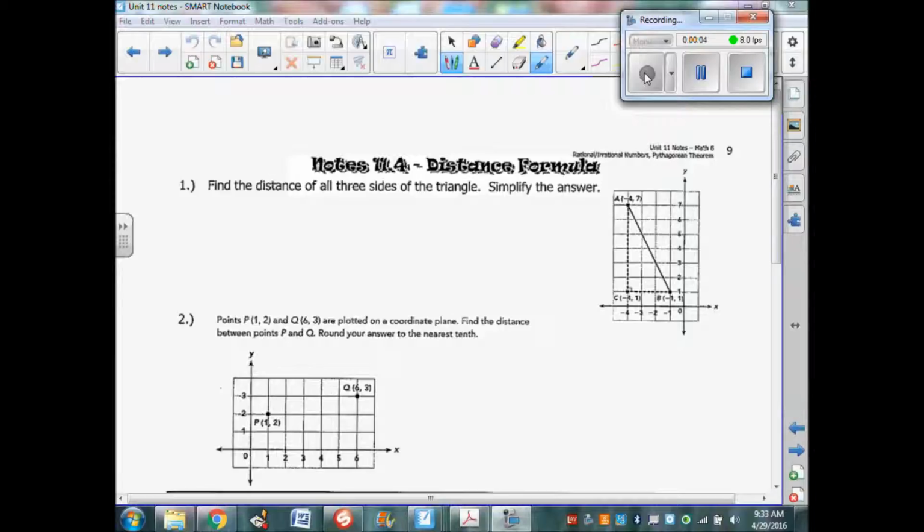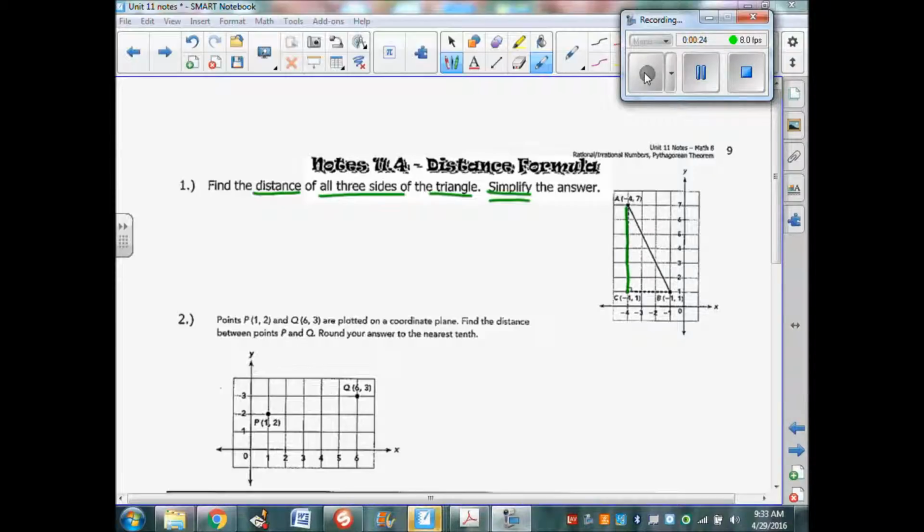11.4, distance formula. So we've got a picture, and it says find the distance of all three sides of the triangle, and it says to simplify our answer. So distances, meaning we've got to find the lengths. We've got this triangle here, so I'm going to find the height of that triangle.